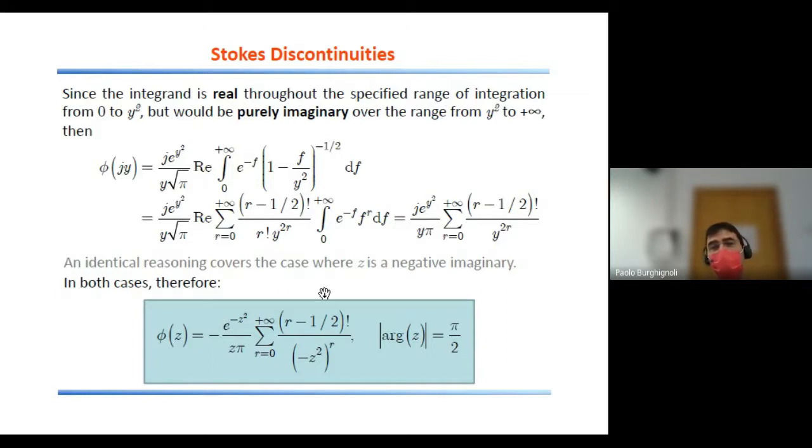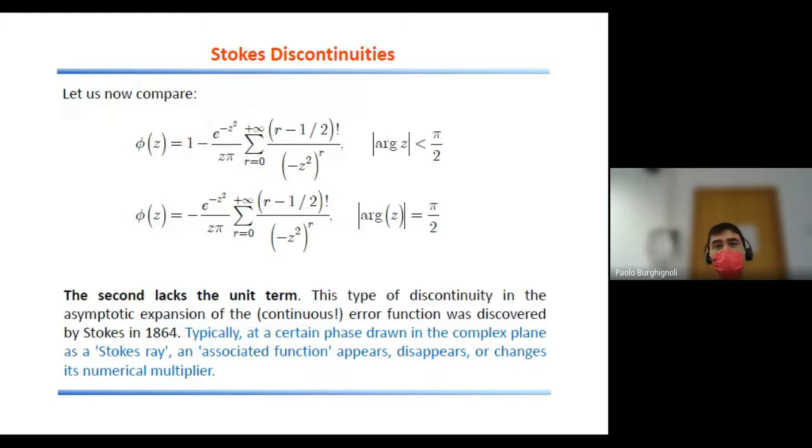And you can do the same kind of reasoning when z is negative imaginary. So in both cases, the result is the one that is represented in the box below. This is the asymptotic expansion of the error function when you are on the imaginary axis. Now, the interesting thing is that what we have arrived at is not the same as before. That is, when we worked on the right of the imaginary axis, what we obtained was a different type of expansion. You can compare them. The first one we obtained is the upper one here. The second one is almost the same, but without this constant one in front of the series.